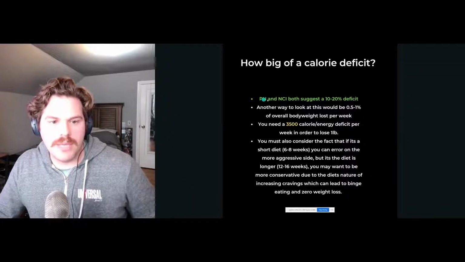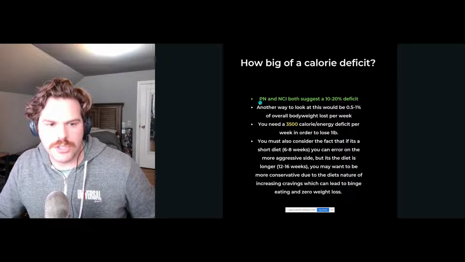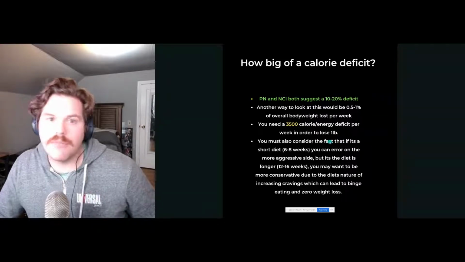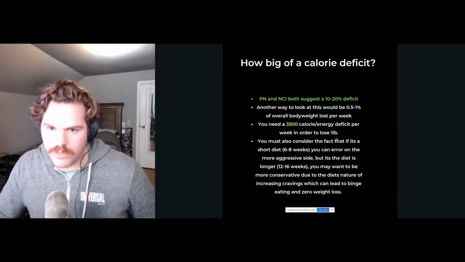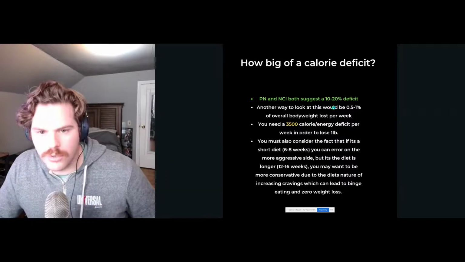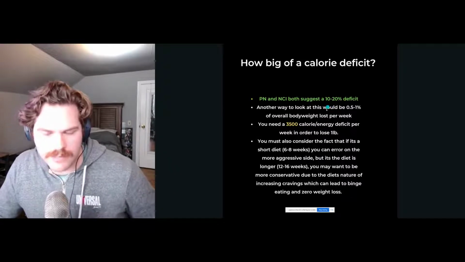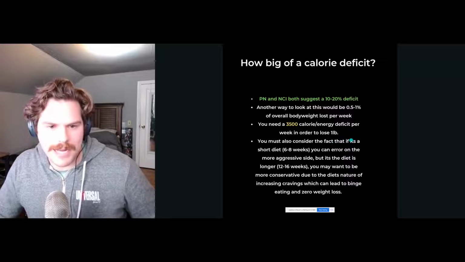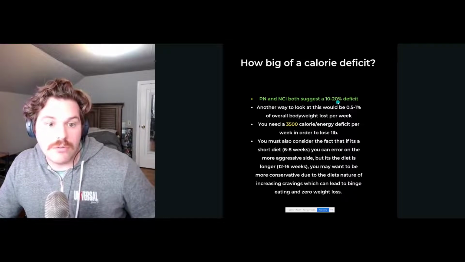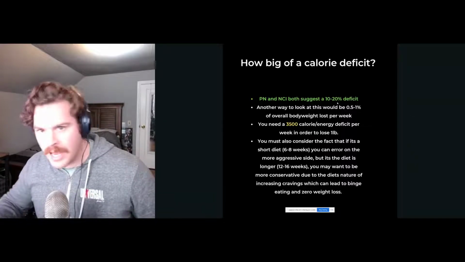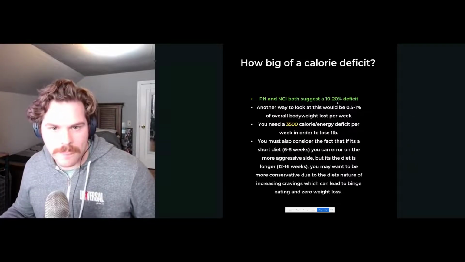So if you needed, PN and NCI, this is Precision Nutrition, certified through Precision Nutrition, as well as Nutritional Coaching Institute, NCI. They both suggest usually somewhere between a 10 to a 20% calorie deficit. So if my maintenance calories were 2,400, 10% of that is 240 calories. So let's just stick with 10% right now because it's simple and easy, and I can do that right off the top of my head. Right, so 2,400 calories, that's what I've determined to say, if I eat this amount every day, I'm going to stay the exact same weight, right?